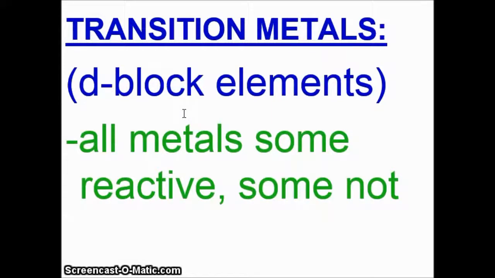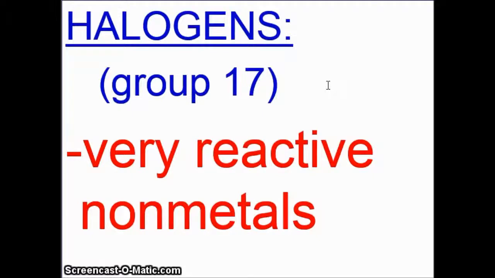Just real brief, they're all metals. Some are reactive, some are not. We're not going to be dealing with these as often as we are going to be dealing with the s block and the p block, the main group elements. So the last group I want to introduce to you is the halogens. This is group 17, the one right before the noble gases.